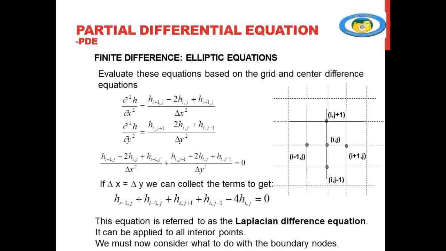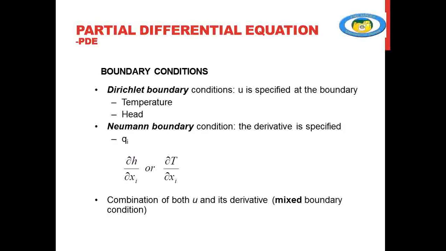The boundary condition may be specified as a constant, or it could be specified as a derivative. When it's expressed in terms of a derivative, it's Neumann's boundary condition. When it's specified as a constant, it's the Dirichlet boundary condition. You may also have a combination of mixed boundary conditions of the Dirichlet and Neumann boundary conditions.